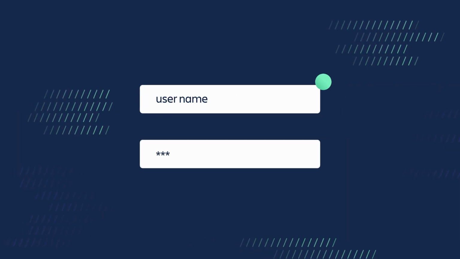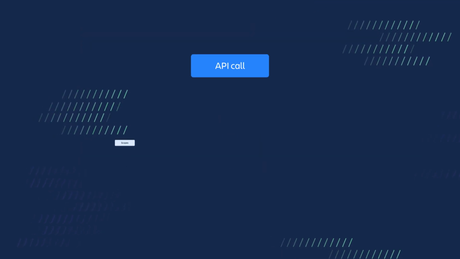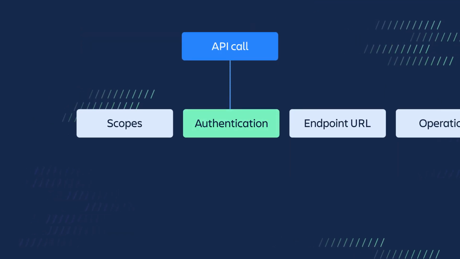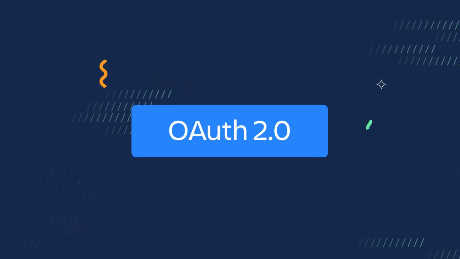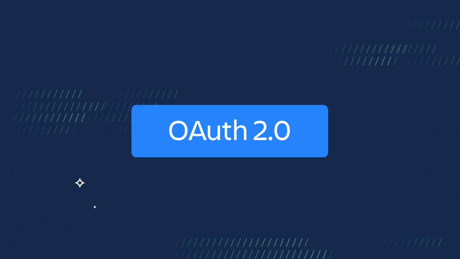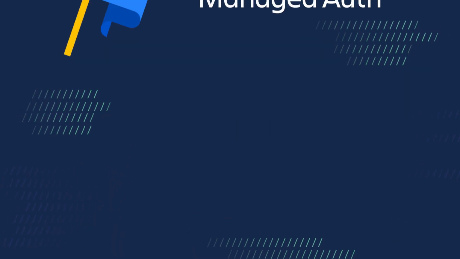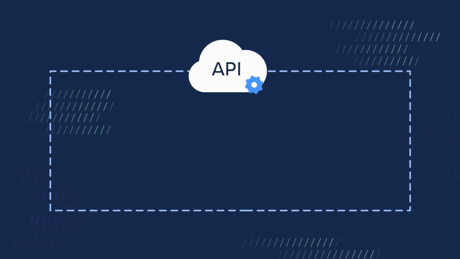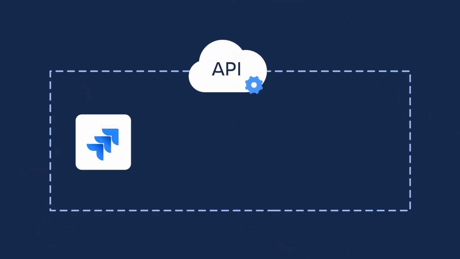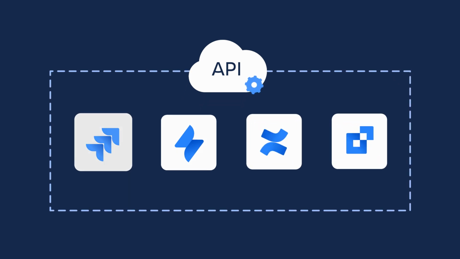Authentication is like a username and password for an API, but the handshake is a bit more complicated. For Atlassian product APIs, Forge uses OAuth 2.0 and includes a feature called Managed Auth. This automatically authenticates your app against supported Atlassian product APIs like Jira, JSM, Confluence, and Compass.